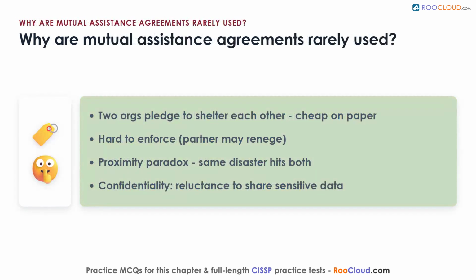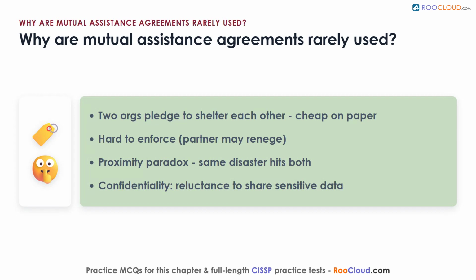Why are mutual assistance agreements rarely used? A mutual assistance agreement is two organizations pledging to shelter each other's operations in a disaster, sharing facilities without a big capital outlay. On paper, it looks wonderfully cheap. In practice, three problems sink it.